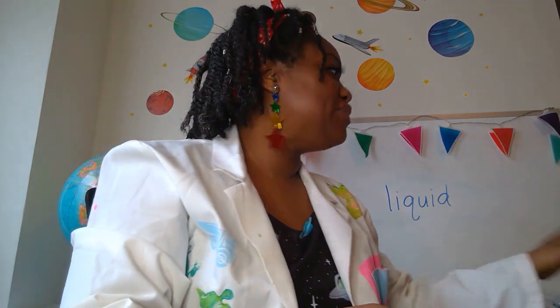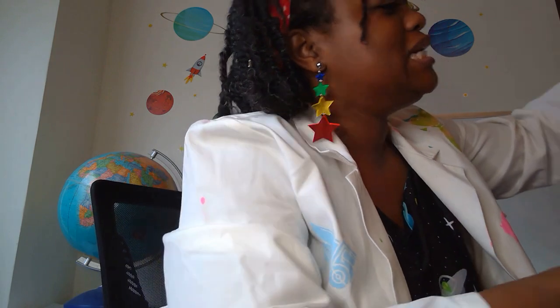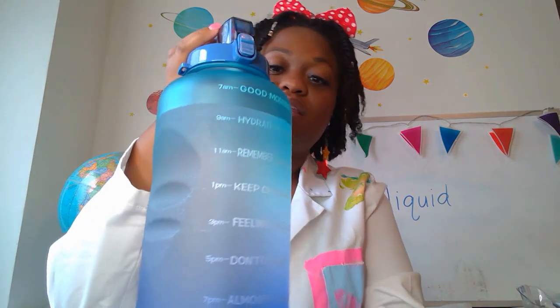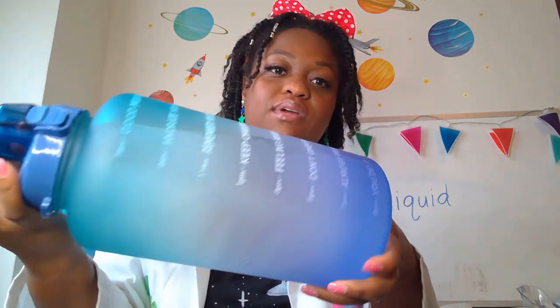So, for example, I have my big water jug here. This water jug, this is what I drink every day. I drink all this water every day. But as you see the water in here is taking the shape of the container. That's what liquids do. Liquids do take the shape of its container, okay? If I was to turn it sideways, you see the water is going to be the shape of the container.